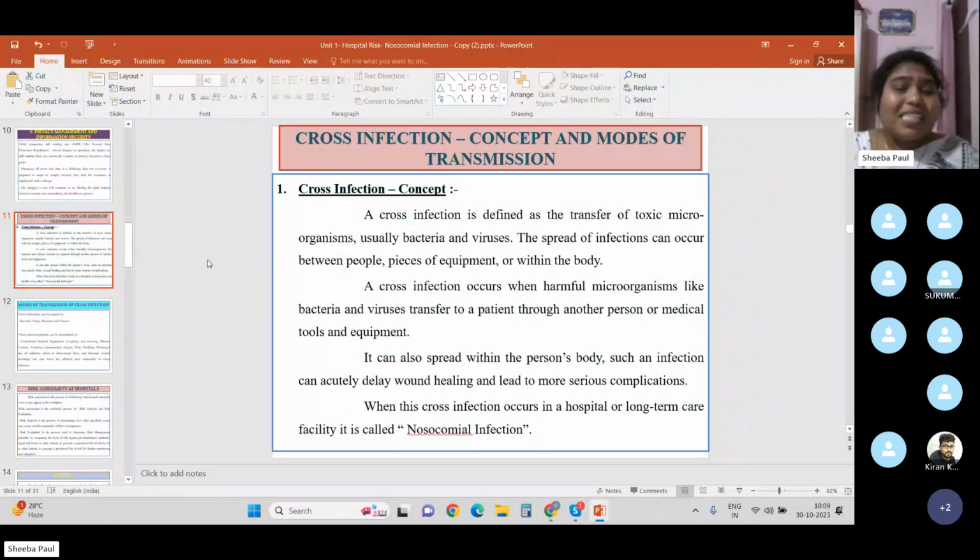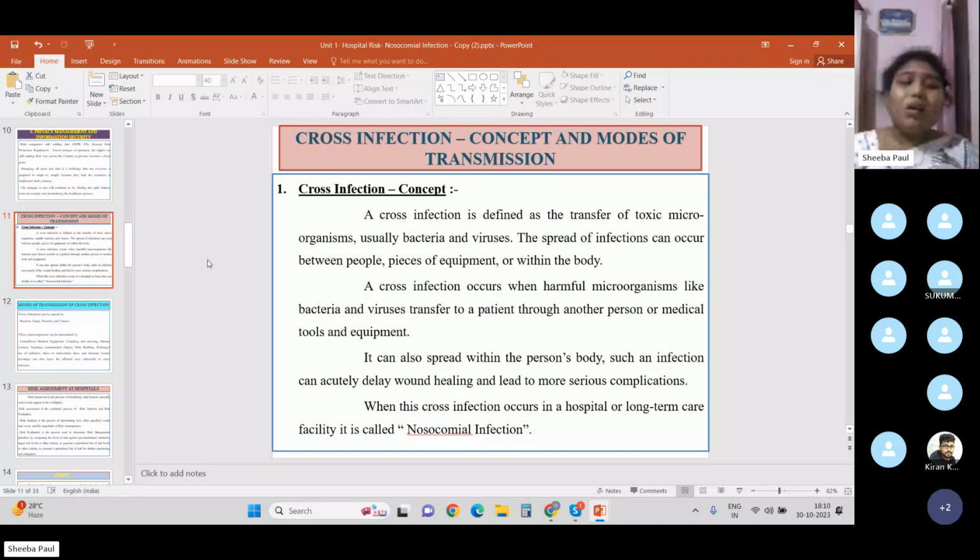So cross infection is nothing but it is because of toxic microorganisms like bacteria and viruses. The infection can spread in any way. It can be between people, it can be because of the equipment used, it can be within the body, or it can be because of the environment. A cross infection occurs when harmful microorganisms like bacteria and viruses transfer to a patient through another person or medical tools or equipment. The same explanation.